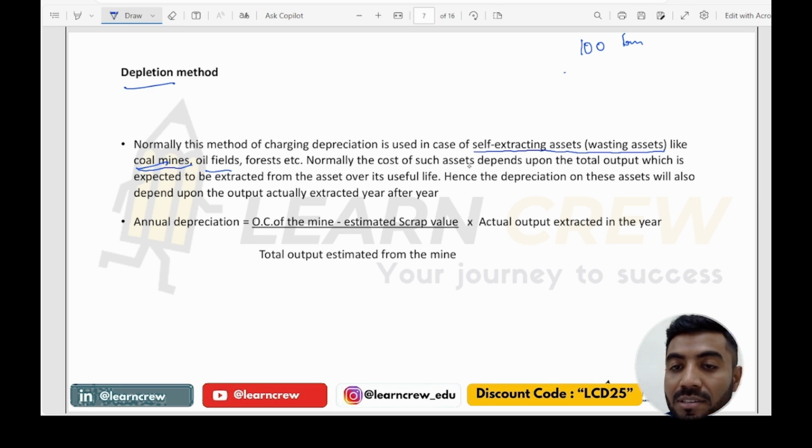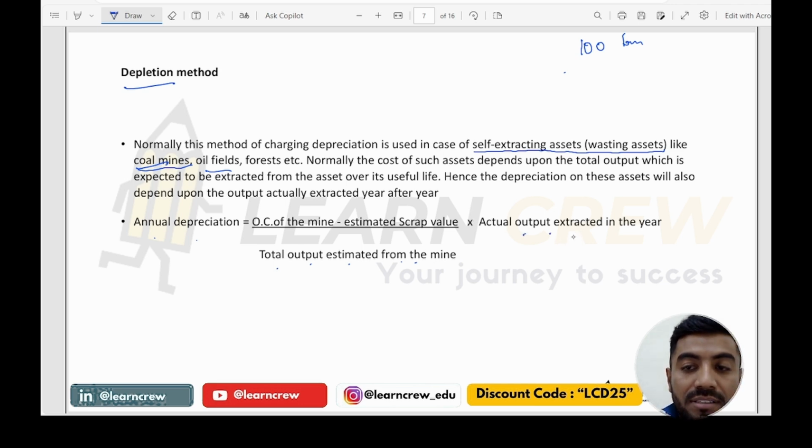Normally, the cost of such an asset depends upon the total output which is expected to be extracted from the asset over its useful life. Hence, the depreciation on these assets will also depend upon the output actually extracted year after year. So basically, the formula is: annual depreciation equals original cost of the mine minus estimated scrap value, divided by total output estimated from the mine, multiplied by actual output extracted in the year.